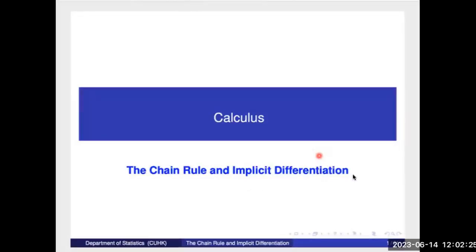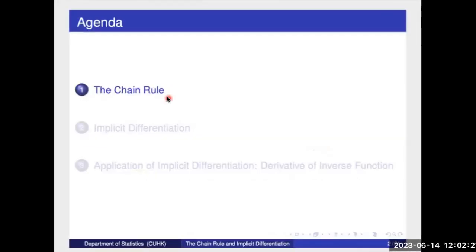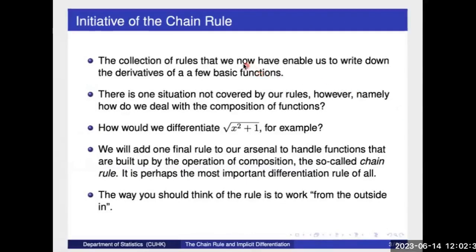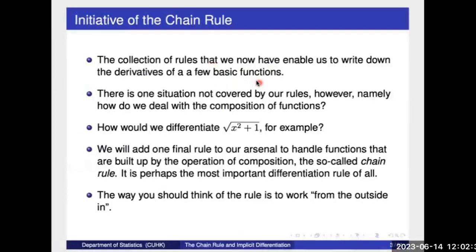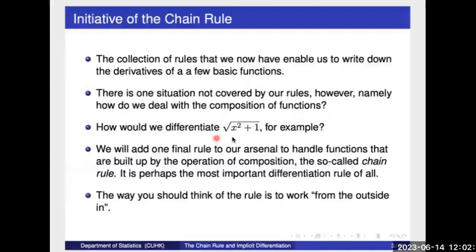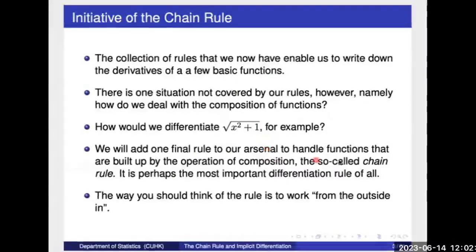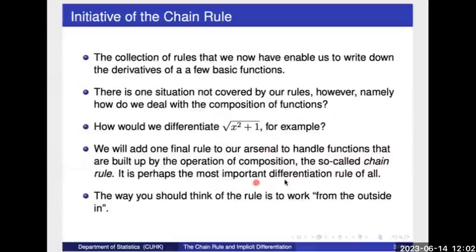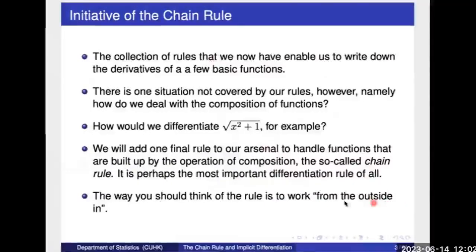Let's dive right in. To begin, let's first understand why the chain rule is so important. While we have a set of rules that allow us to differentiate basic functions, we often encounter more complex functions that are formed by the composition of basic functions. For example, how would we differentiate the square root of x squared plus 1? This is where the chain rule comes in handy, as it enables us to differentiate composite functions. It is perhaps the most important differentiation rule of all. The way you should think of the rule is to work from the outside in.